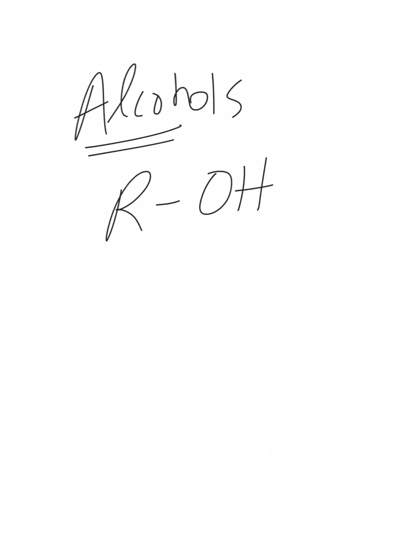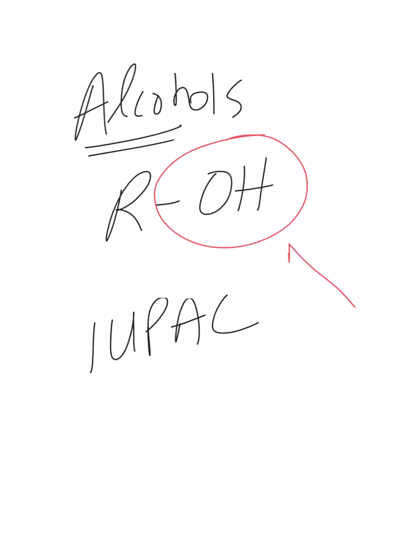Hi, this is a screencast on how to name alcohols using the IUPAC naming rules, and a little bit about the physical properties of alcohols and what to expect with them. So, first of all, we should recognize that alcohols contain a functional group called a hydroxyl functional group. When you see the OH attached to any carbon chain, represented by R in this case, you know you're dealing with an alcohol.